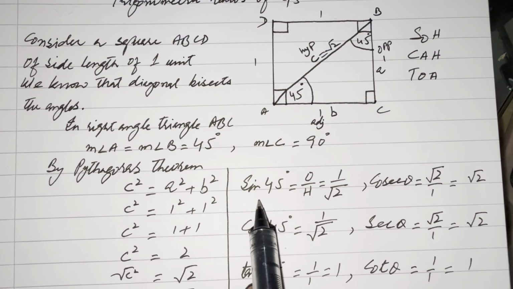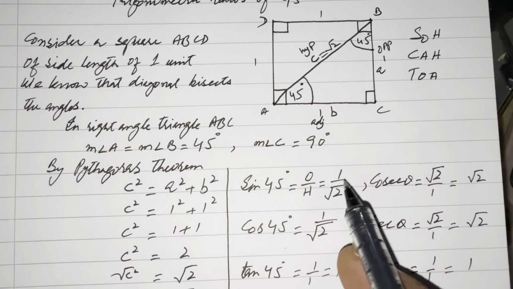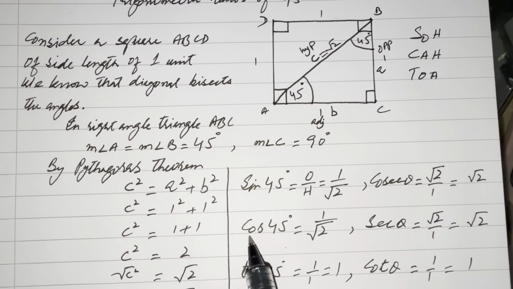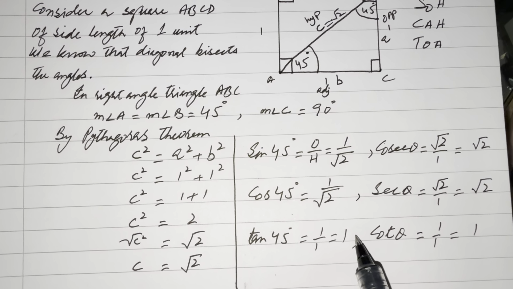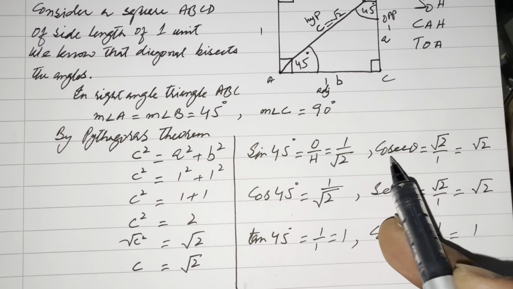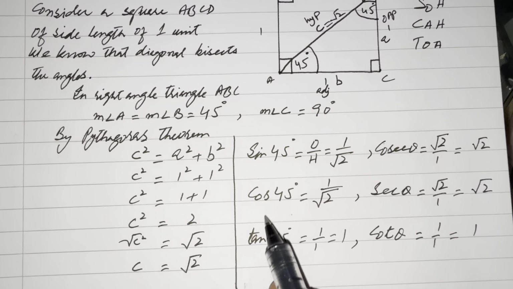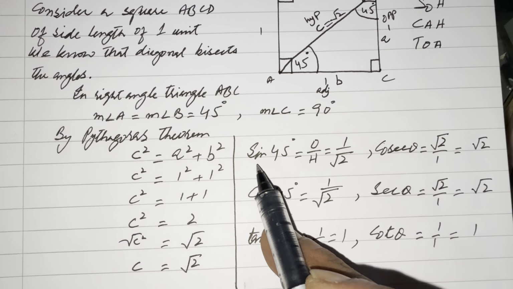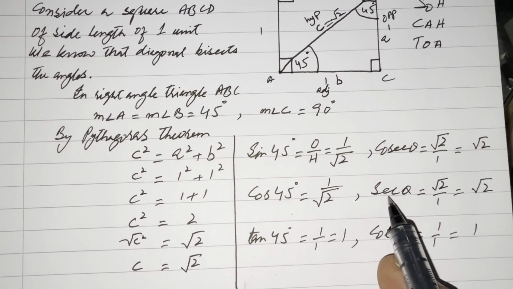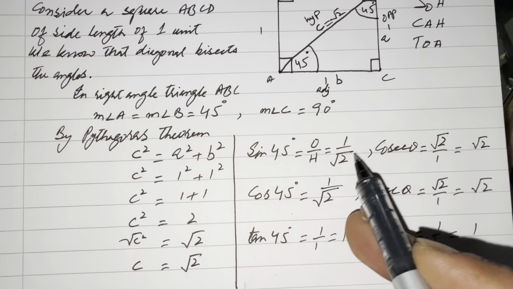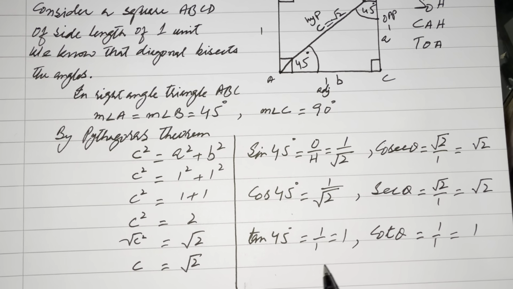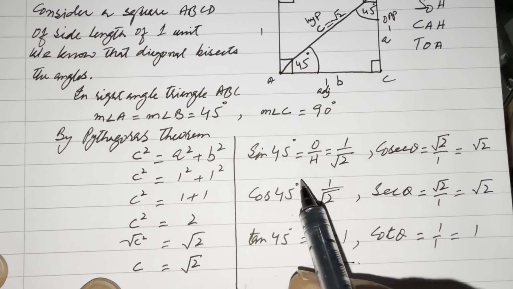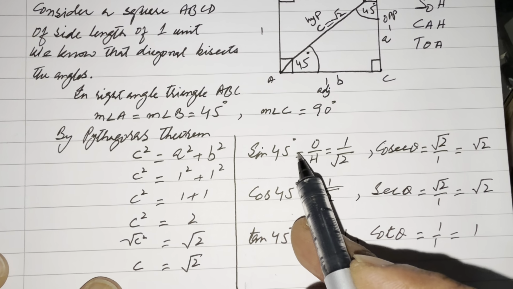So sine 45 we have found 1 over under root 2. Cos 45, 1 over under root 2. Tangent 45, 1 over 1 is equal to 1. And the opposite ratios of these three, the opposite of sine ratio is cosecant, cos is secant, and tangent is cotangent. So we will have to just change the denominators into numerators. So that's how we can find all the trigonometric ratios of 45 degrees.